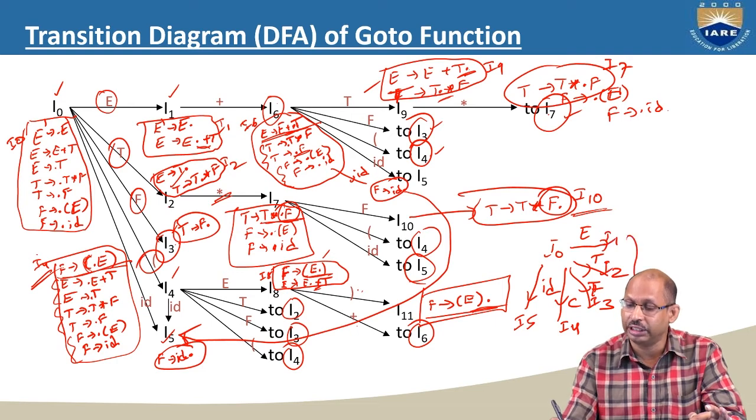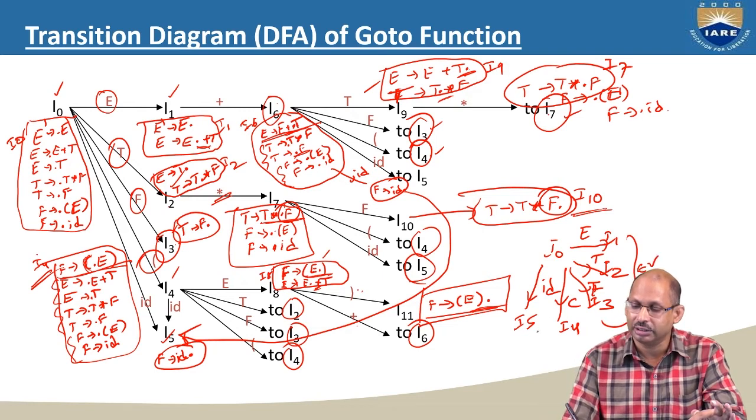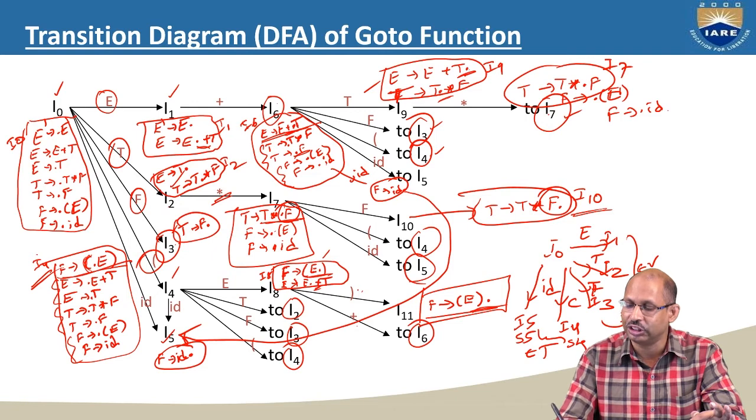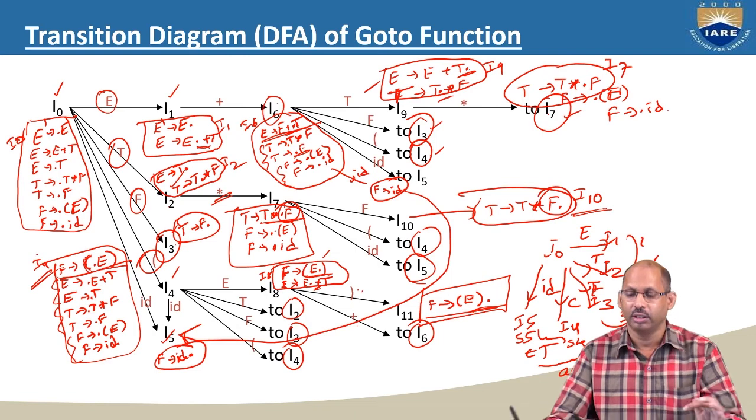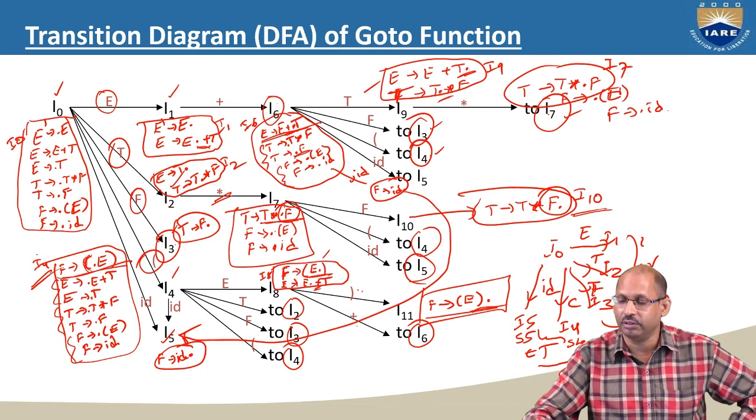These 3 are non-terminals, variables. Here these 2 are terminals. So it will be S5, S4, this is 3, this is 2, this is 1. These 3 are in Goto. These 2 are in action. Right? First one, E.